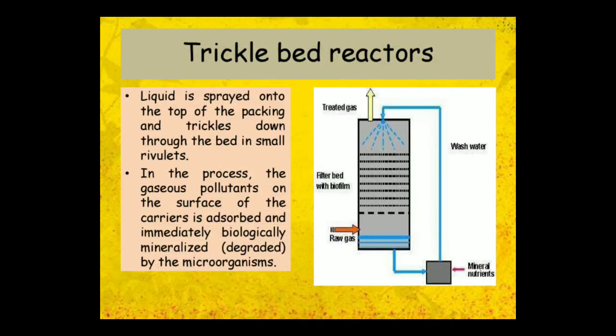Trickle bed reactors. In this the liquid is sprayed onto the top of the packing and trickles down through the bed in small rivulets. Here you can see the small rivulets are present. It contains small pores. This is the liquid which is given from the top, and this is the raw gas. This is the mineral nutrient and this is the washing water. This is the treated gas exhaust, and this is the filter bed with the different types of biofilm.